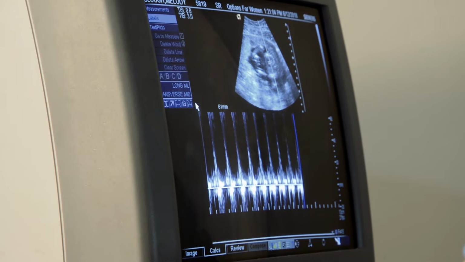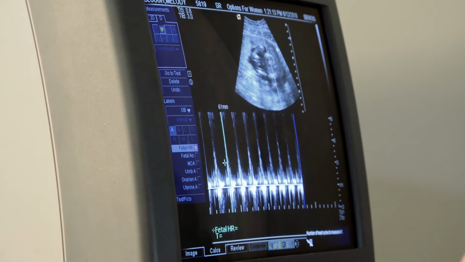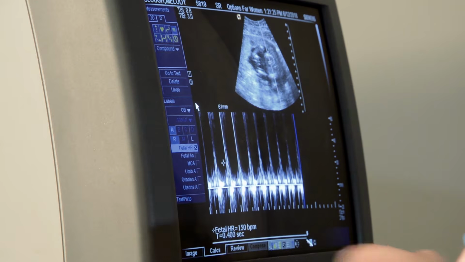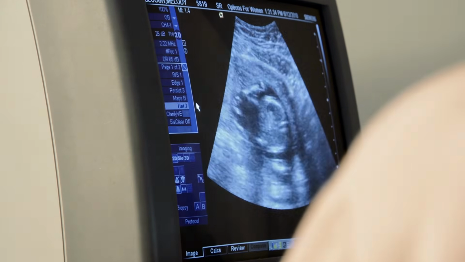Oh, that's nice. That's the first time I've done that one. It's pretty basic. The only difference between the Doppler and the M-mode is that for the audio Doppler the gate has to be right in the center of the heart, and with the M-mode, just the line. That's good. It keeps getting faster and faster. Okay, so turn that off.